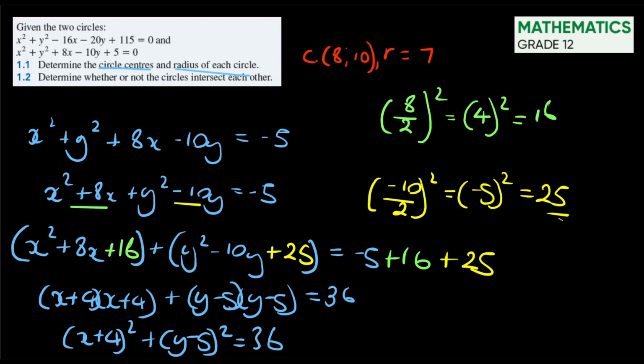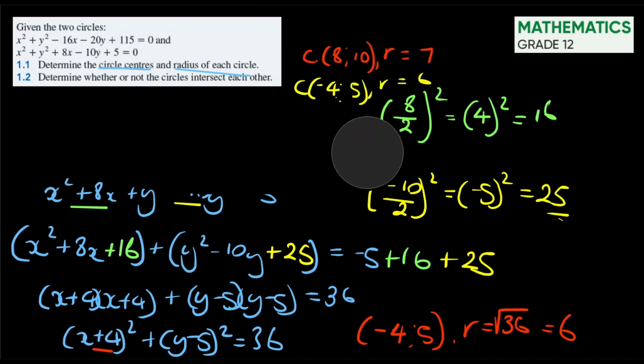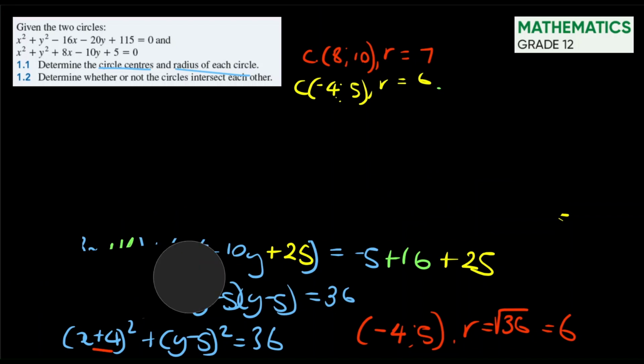Which means our circle center will be, since this is positive 4, we take it as negative, so negative 4, 5, and the radius will be the square root of 36, which is 6. That means the circle center for the circle equation is (-4, 5), and the radius is 6. I think now we have answered all of 1.1.